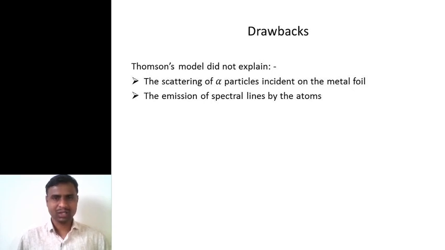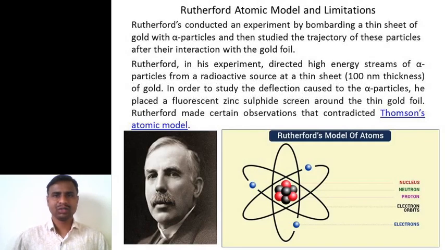These drawbacks are overcome by the next atomic model, that is the Rutherford atomic model. So let's see the Rutherford atomic model and its limitations. Rutherford conducted an experiment by bombarding a thin sheet of gold with alpha particles and then studied the trajectory of these particles after their interaction with the gold foil. So Rutherford performed the experiment.